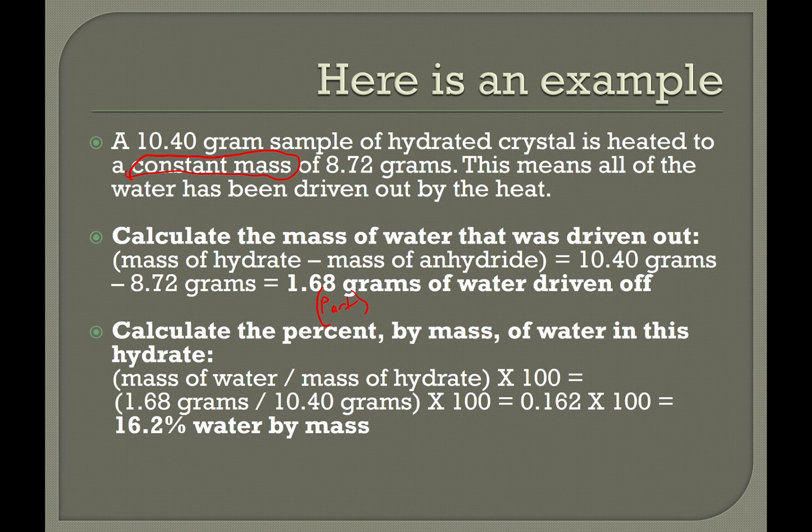So to figure out the percent by mass of water, we're going to use that part of 1.68 grams and divide it by the mass of the entire hydrate, 10.40 grams. We multiply by 100, and we get a figure of 16.2% water by mass. So in that original 10.4 gram sample, since we lost 1.68 grams, 1.68 grams is 16.2% of the 10.4 gram sample. So that sample from beginning to end lost 16.2% of its mass.